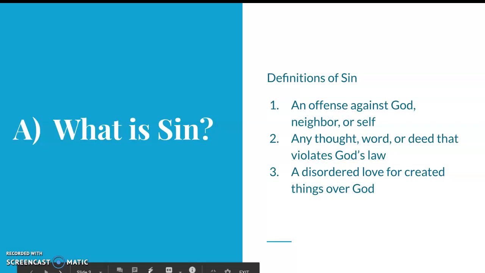almost anything. All right. If we love created things, meaning the things of this world, more than we love God, then we have what we call a disordered love. Now, it's okay to love food and clothing, things like that. However, we can't love them more than we love God. That then becomes a disordered love.